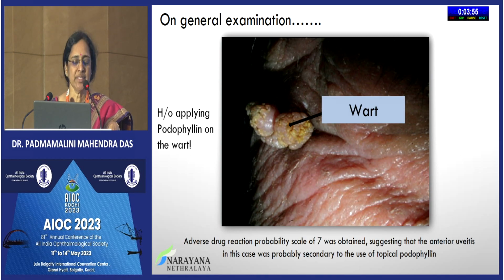So this is adverse drug reaction. Probability scale of 7 was obtained, suggesting that anterior uveitis in this case was probably secondary to the use of topical podophyllin. Topical podophyllin was stopped and topical steroids and cycloplegic were continued, which resulted in resolution of the inflammation in this case.